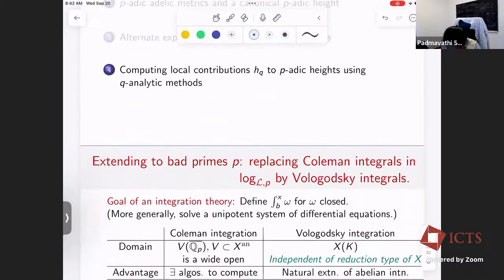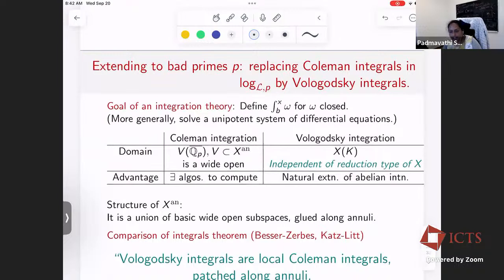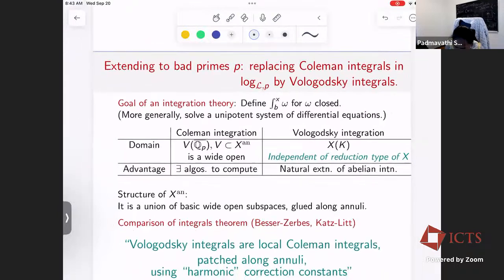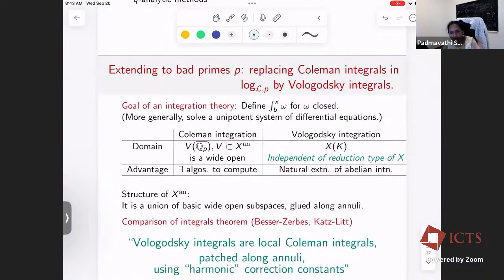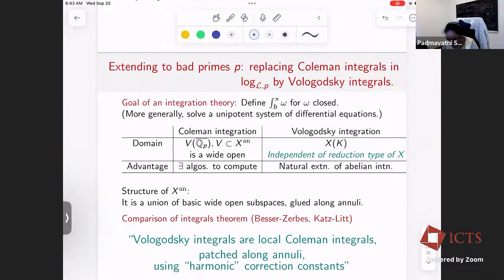And this crucially needs the fact that there are methods, inputs for describing p-adic heights that also work at primes of bad reduction. I think from the definition I showed you before, you see that locally for describing these p-adic heights, you need to be able to compute these p-adic integrals of differential forms. Turns out there's more than one way to integrate a differential form when your curve has bad reduction. So this is a summary of what different integration theories look like.